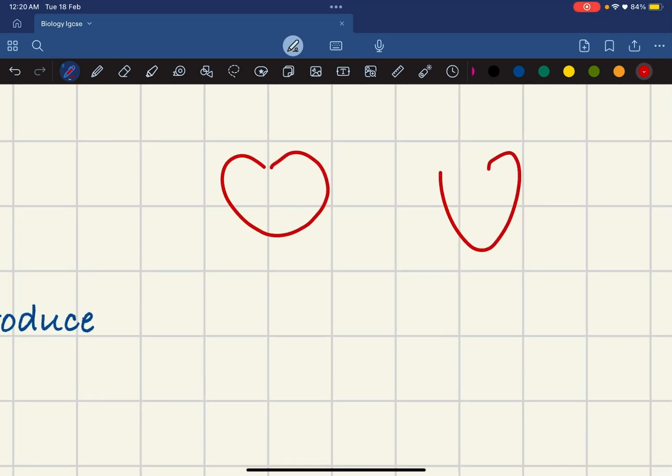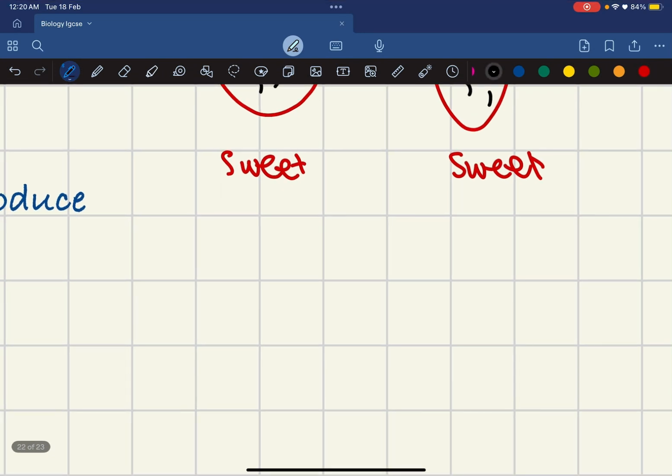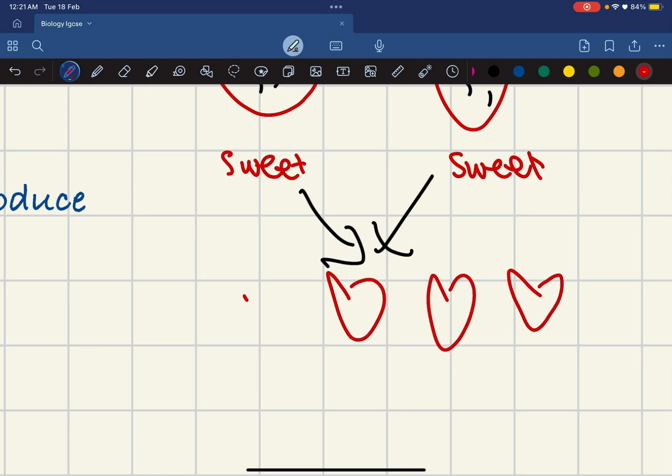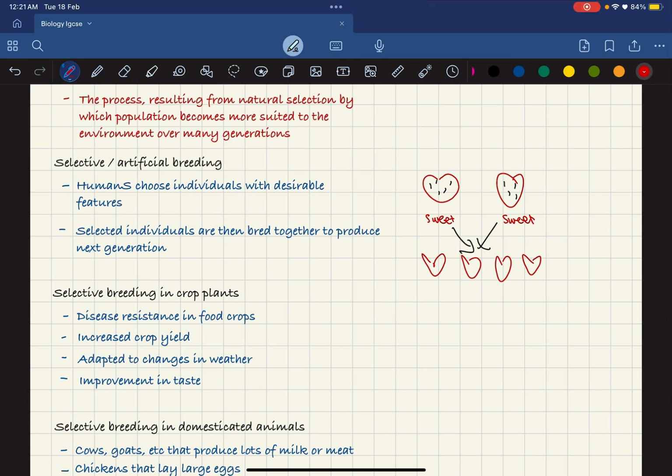Let's say we have strawberries over here. Okay, both of these strawberries, they're sweet. Okay, sweet. And now we want more sweet strawberries, okay, because we don't want the sour ones. So we breed them together. Breed them to produce more sweet strawberries. Okay, that's how it works.